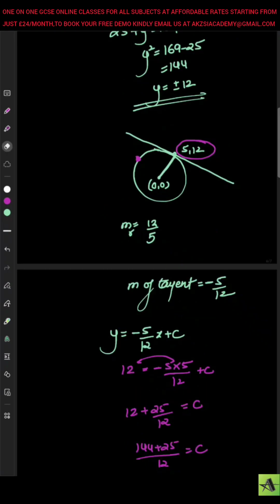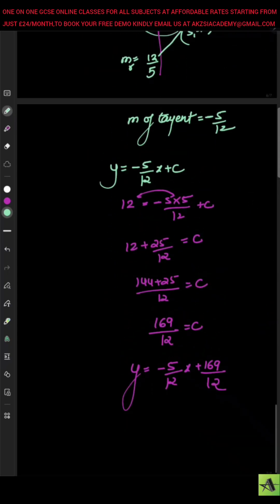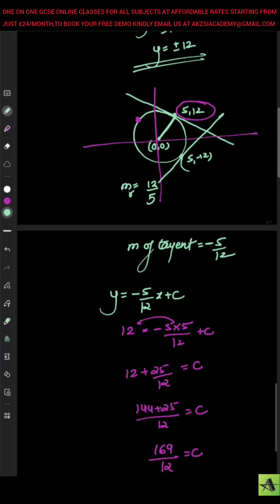Similarly, if you are taking negative 12, obviously because it's (0, 0), it has to be like this, and then your tangent would be like this. So that will give you (5, negative 12). It's not definitely accurate, it's a rough one. So the same process I'll be using. First, start with finding the gradient of this radius. Obviously, the gradient will change now as the points have changed. The value of the radius will remain the same, but the gradient will change because the steepness has changed.